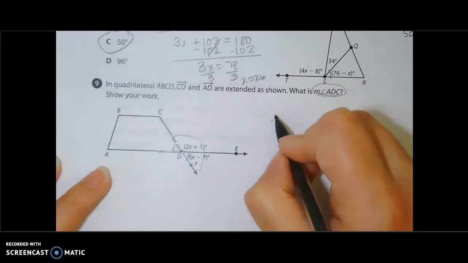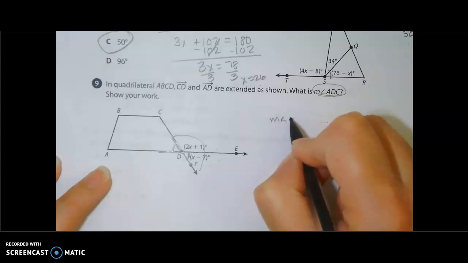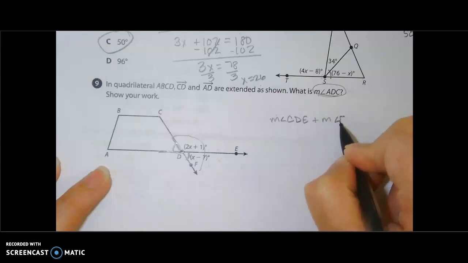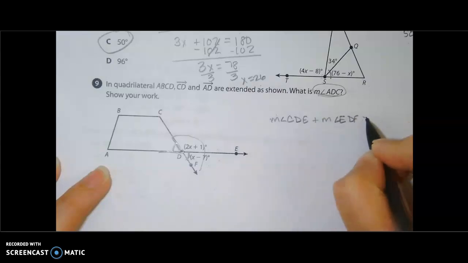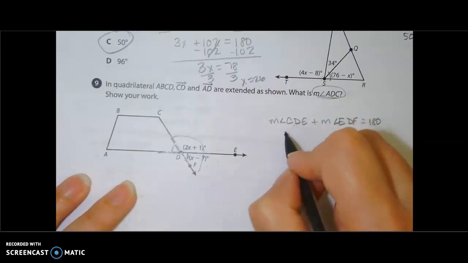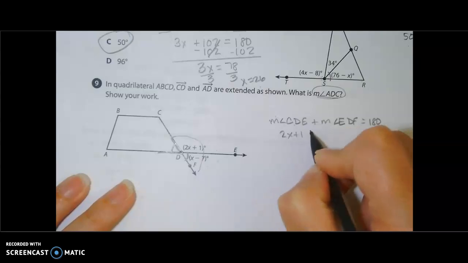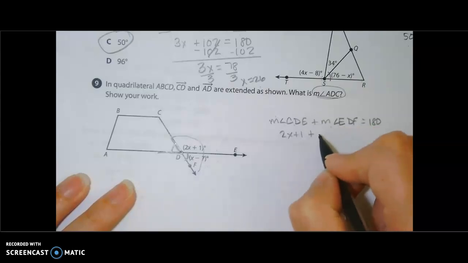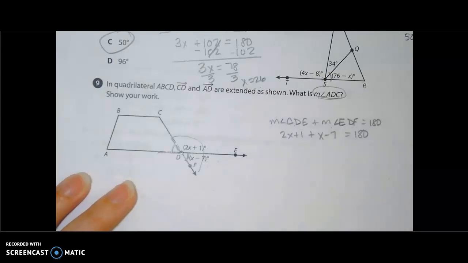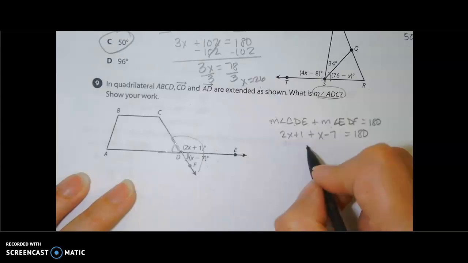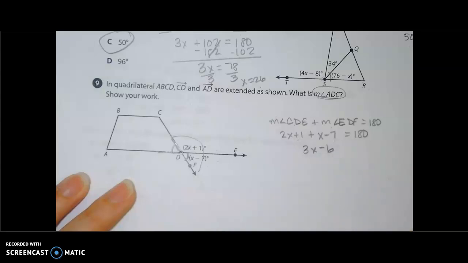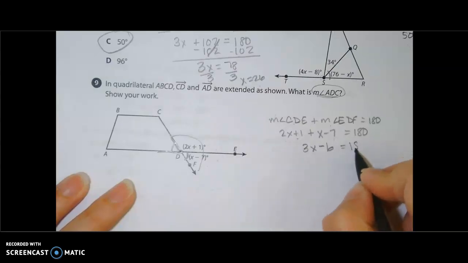So I can say that the measure of angle CDE plus the measure of angle EDF equals 180 degrees. They create a line. I know that CDE is 2x plus 1, and that EDF is x minus 7, which gives me 180. Again, they will add to 180 degrees. Combine like terms, 2x plus 1x is 3x. 1 minus 7 is a negative 6, so I've got 3x minus 6 equals 180.